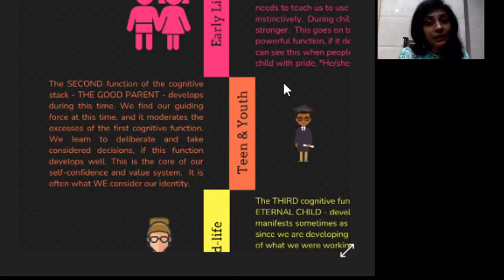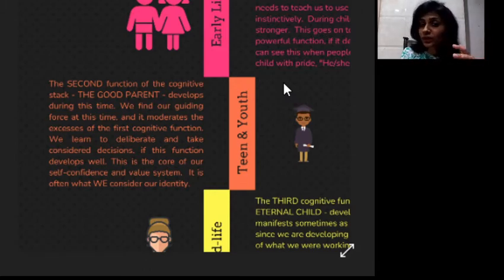Now, typically, this can be seen in the form of people saying that, oh, she changed so much during her teenage, or she bloomed into her own person as a young lady or as a young man, right? And that comes from our having developed our second function and sort of learning to express it to the world.